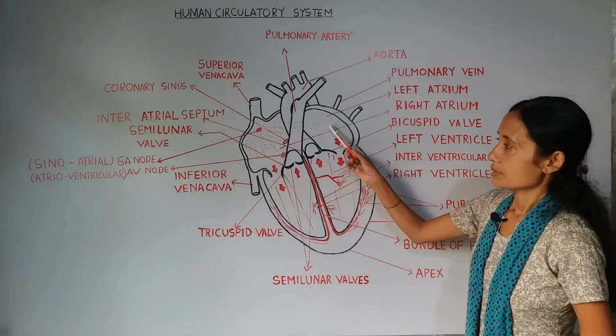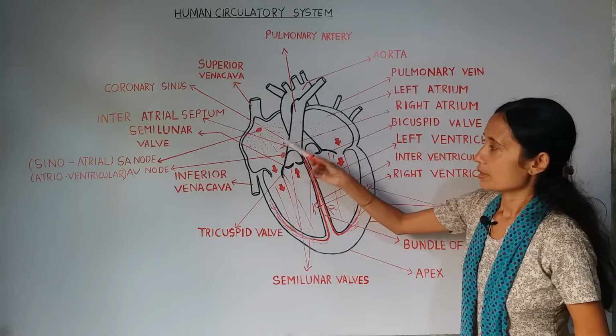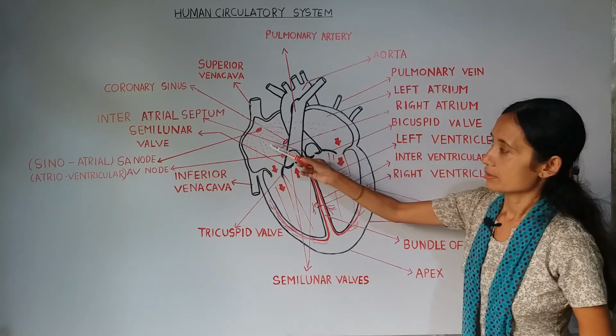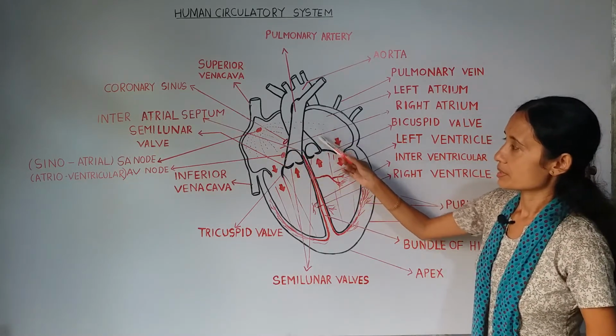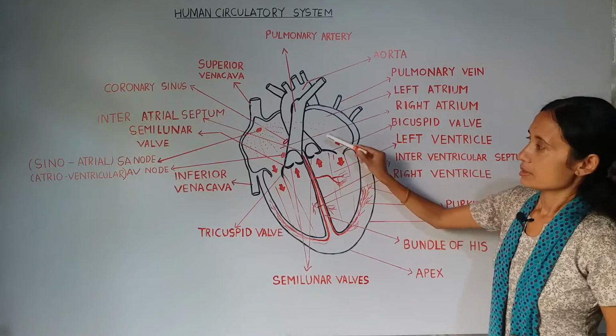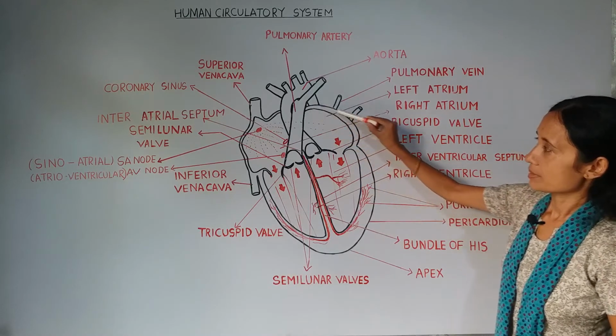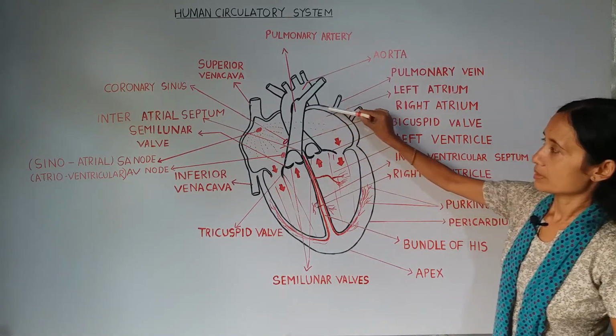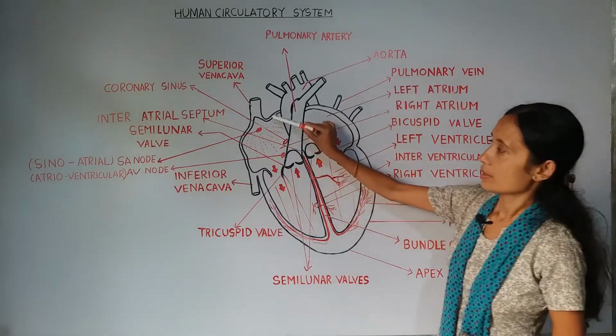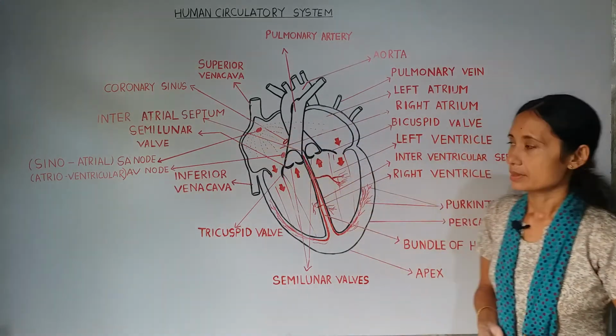Now let's compare these 2 atria, the left atrium and the right atrium. The chamber is smaller on the left side, but the wall is thicker. The left atrium has a slightly thicker wall compared to the right atrium.